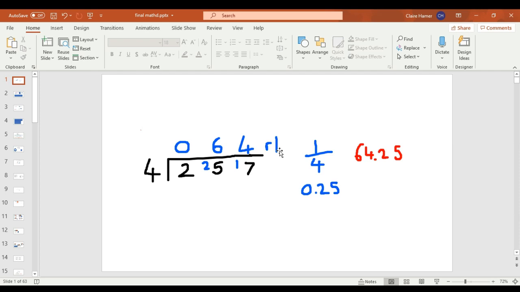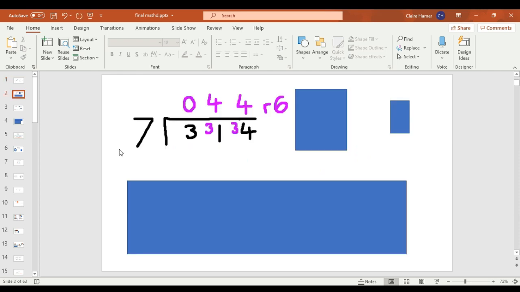Now, I thought I'd just mention this because sometimes you'll be faced with questions like these. So I'm wondering if you can convert this remainder into a fraction and decimal. Pause the video and just have a think and then press play, because I think you might find this one's a bit more tricky.